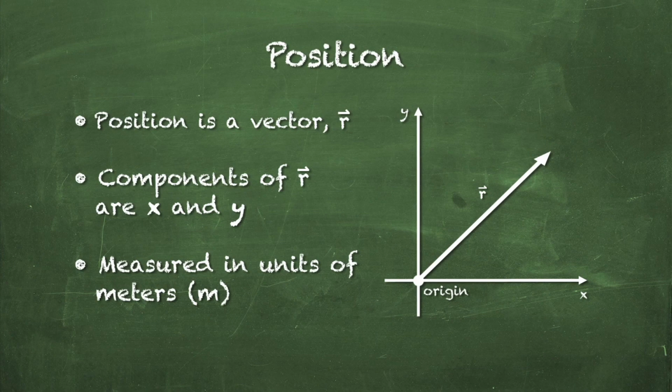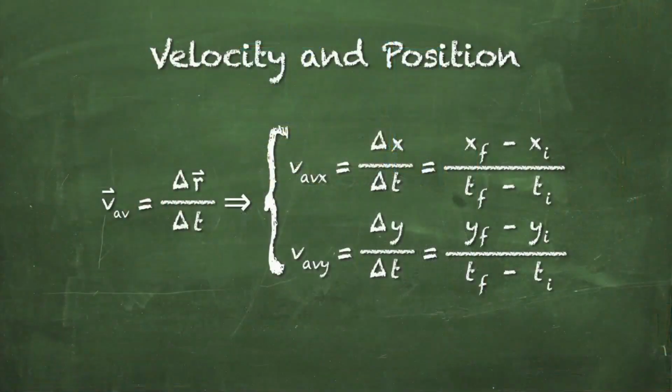How does position relate to the things that we've been talking about so far, acceleration and velocity? Well, velocity is the change in position divided by the change in time, or to be a little bit more specific, the average velocity vector of an object is equal to the change in its position vector divided by the change in time. And so that is going to be another kinematic equation for us. Average velocity vector is equal to change in position vector divided by change in time.